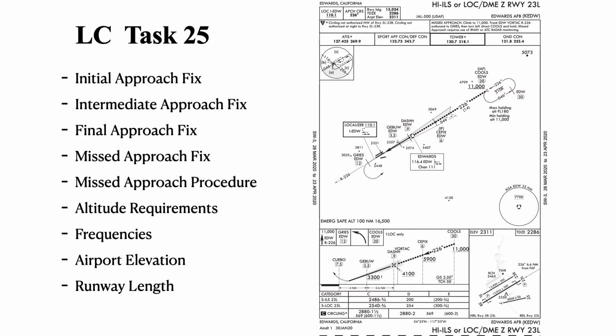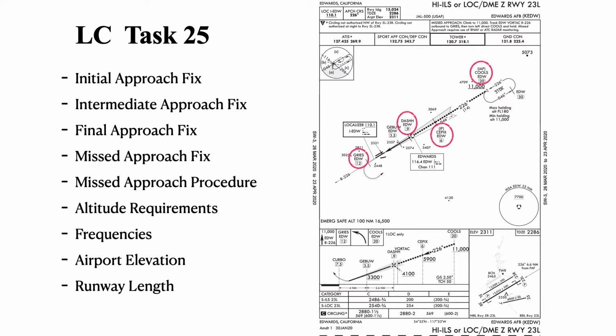So what you see here is the high ILS or localizer DME for runway 23 left at Edwards. We're going to identify some things on this approach plate. You're going to see the initial, the intermediate, and the final approach, as well as the missed approach fixes. I've highlighted them or circled them in red. You can see in the upper right hand corner the IAF, or initial approach fix, is Cools. Then you can follow that down to Suffix, and then to Dash, and then Grease is your missed approach point.